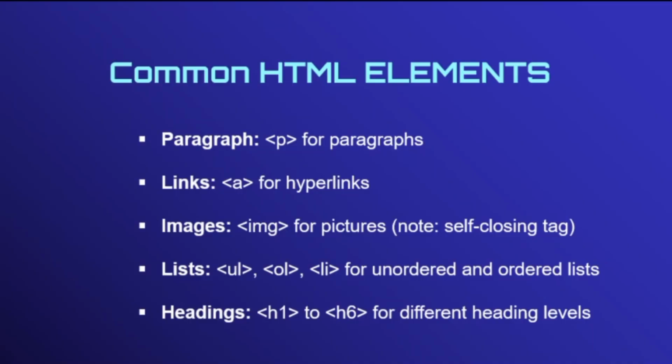We also have the lists, or the list tags, which are the UL, the OL, the UL meaning unordered lists, the OL meaning ordered lists, and the LI meaning the list item for unordered and ordered lists. We also have the heading tag that starts from the H1 to the H6 for different heading levels.